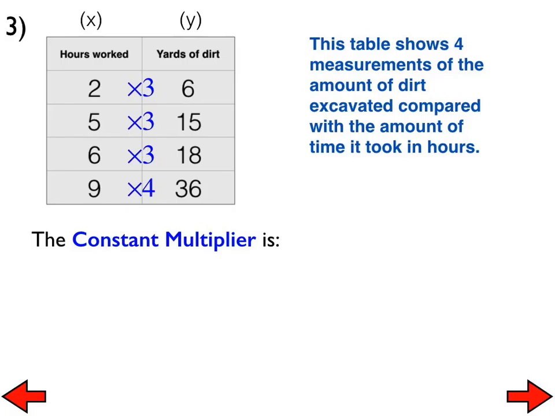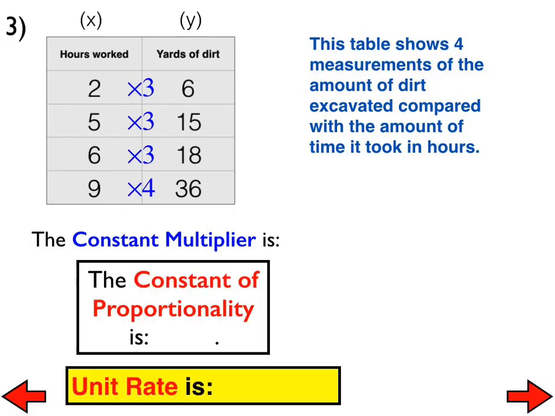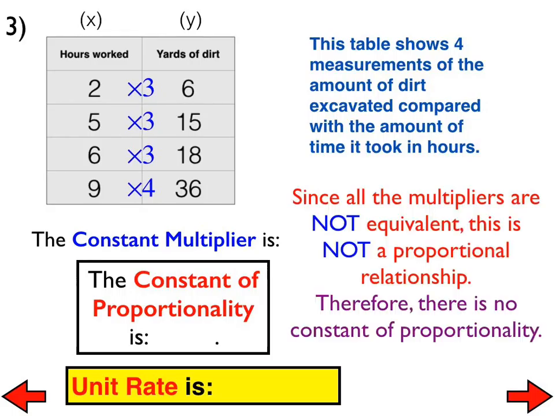So we don't have a constant multiplier. We just have a bunch of different multipliers. And we don't have a constant of proportionality because if they're not all the same, this is not a proportional relationship. So there is no constant of proportionality. So how do you know? You would say, no, it's not proportional, so no, comma, multipliers are not equivalent. Okay, that's how you would answer it on your homework.